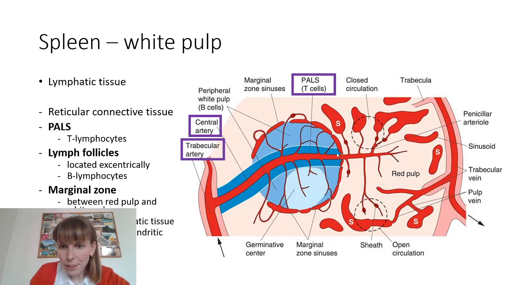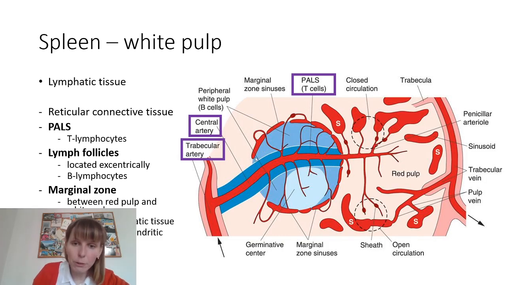So the central artery goes in the spleen, and around it you have the PALS, the sheath of T lymphocytes. So the T-dependent zone in white pulp of spleen is the PALS, periarterial lymphatic sheath. And B lymphocytes will be in the follicle. And this central artery is going inside the follicles. So the B and T dependent zones will be close to one another. And then we have the marginal zone, which is the border between the white pulp and the red pulp, which is all the rest. So where you don't see the follicles, it's red pulp.